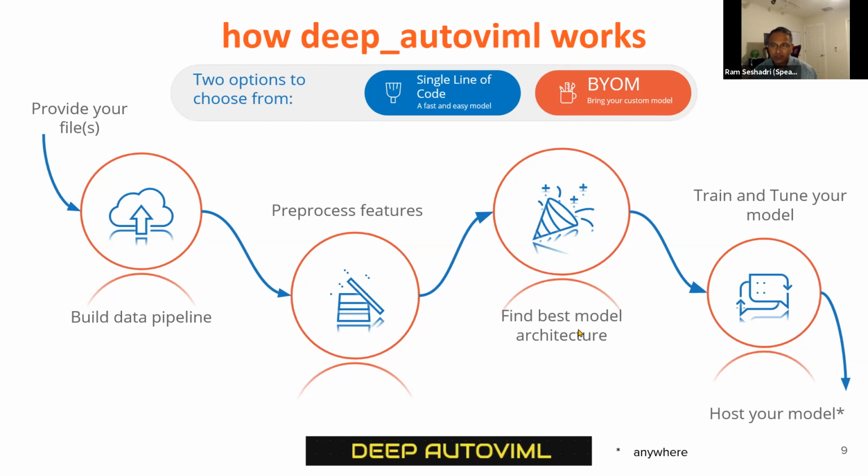And finally, once you find the best model architecture using the tuner, it outputs a trained model. It trains a model on your entire data set, and you can host your model on any cloud provider. I like to say anywhere because you can host it on your local machine, or you can host it in a cloud provider like Google Cloud or any of the other providers.